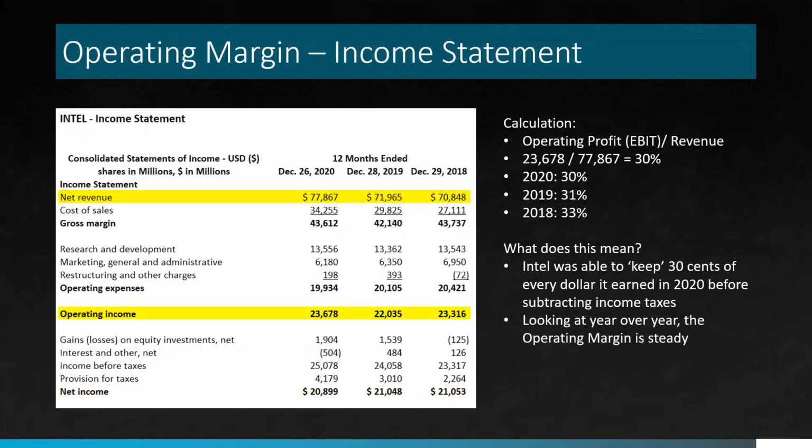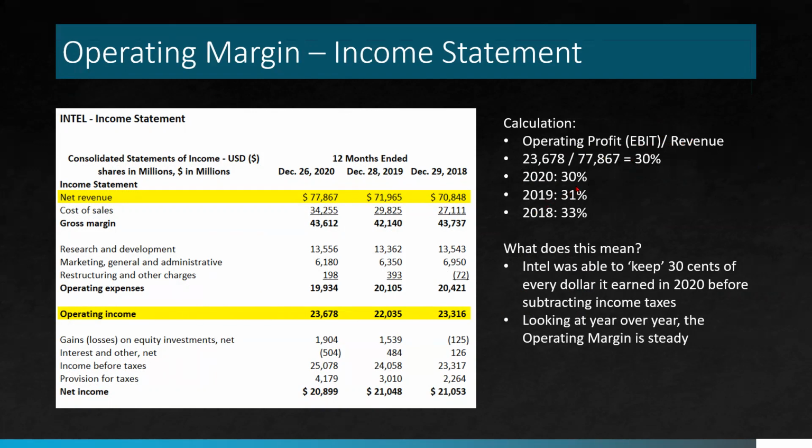And then there's the operating margin. Again, this information comes from the income statement, and it's the operating profit, EBIT, divided by revenue. So here's our operating income. And you can see that we're not using any of the taxes, so it's earnings before income tax.